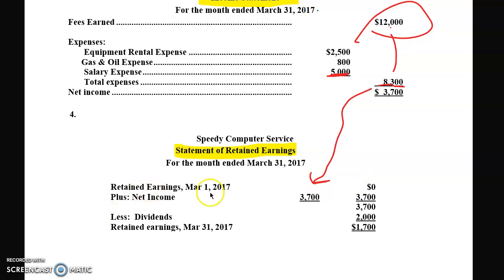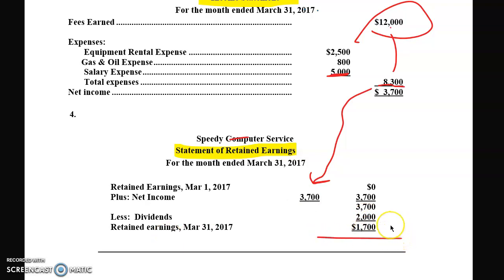Then there was no company, and this company, Speedy Computer, did not exist before March 1st. So March 1st is 0 retained earnings plus net income, less dividends. You now have a $1,700 retained earnings. Now, retained earnings, you can say is like a savings account. Net income goes in and makes it go up, so it's a positive. If there's a net loss, that would be like a negative or a minus. With withdrawal, owners take money out, that's like a negative, and then owners invest. Remember, net income is a combination of expense and income.